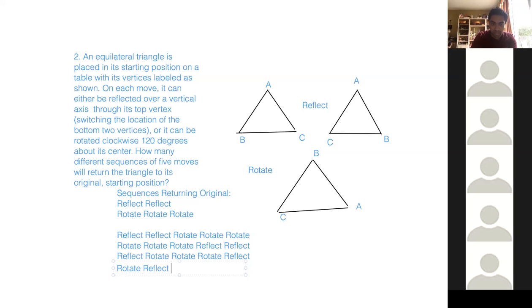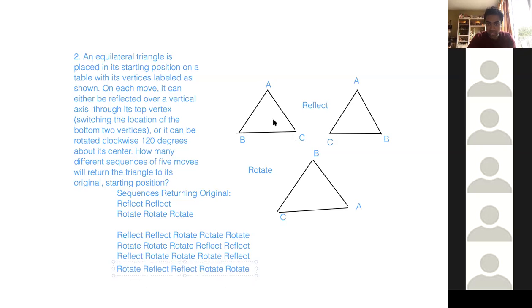So what about this? Reflect, rotate, rotate, reflect. Wait. Okay, so let's see. Let's try this one. Rotate, reflect, reflect, rotate, rotate.